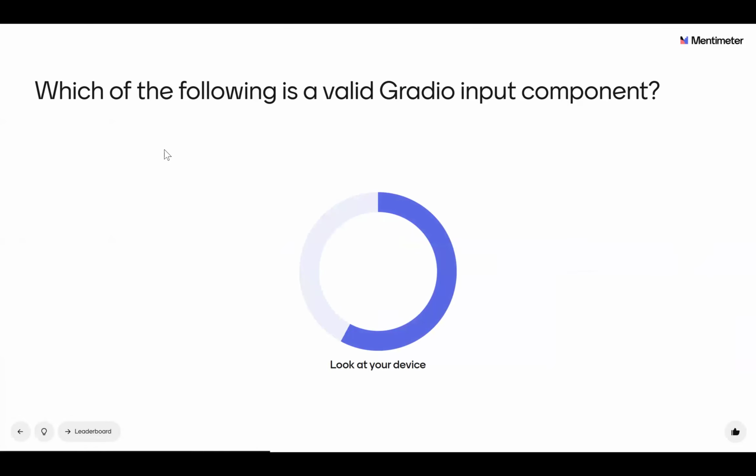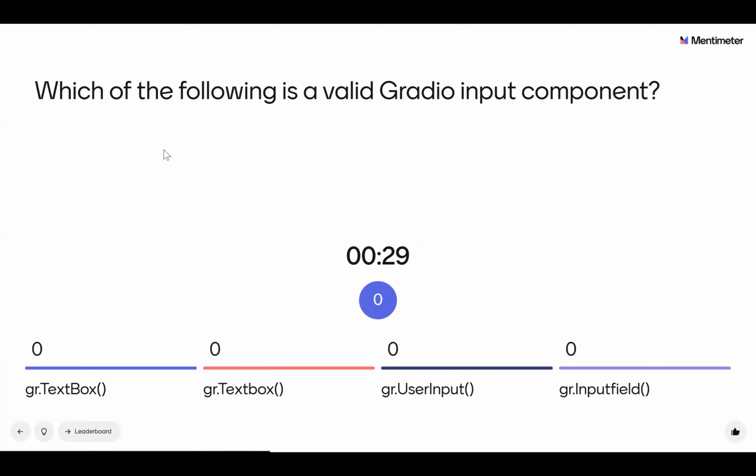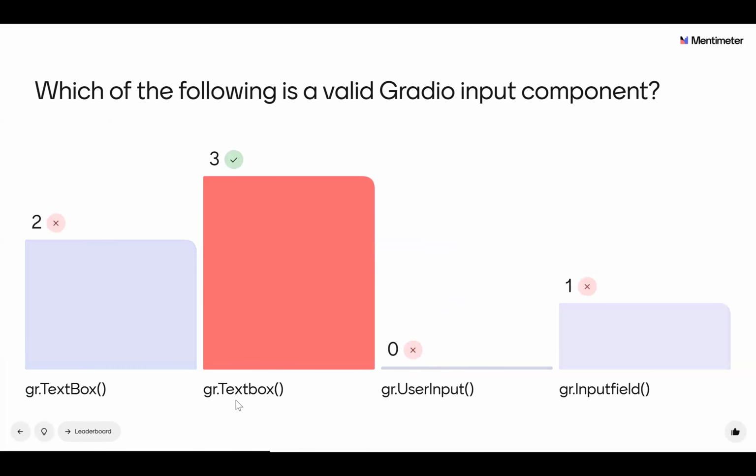Okay, which of the following is a valid Gradio input component? I think I have explicitly mentioned this when I was giving the demo. So people who are able to recollect that particular reference will answer it correctly. The correct option is the second option, gr.Textbox, with the B in small letters, not in camel casing. So 3 people have answered it correctly.